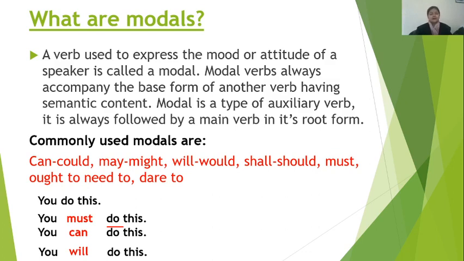So you can very easily understand that by using different modals, we can very easily express the attitude of the subject. Like when we say you must do this, so we are talking something very ethically. When I say you can do this, so here I am talking about the ability of a person. But when I say you will do this, so here I am making a promise to the person that this will be done by you. Okay?